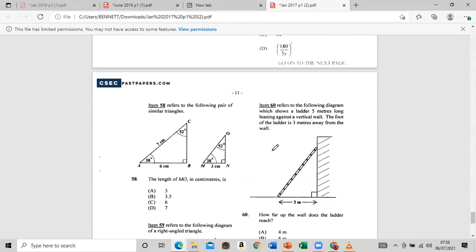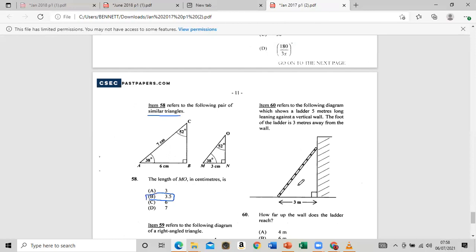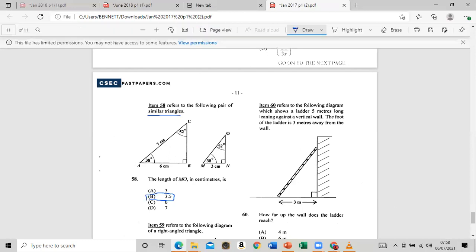All right? The length refers to the pair of similar triangles. So them similar, right? So angles equal or whatever. Length of MO. Now if this was 6 and this became 3, I mean I divide it by 2. So if this is 7, we divide it by 2 and we get 3.5. You know what, them try to put 14 there and see if we can trick something. That would be bad, but you know, let's see.